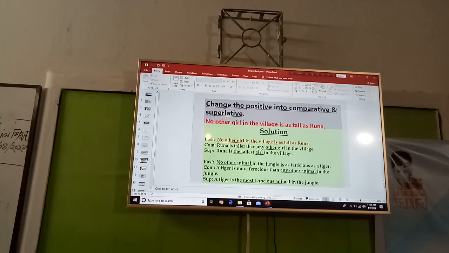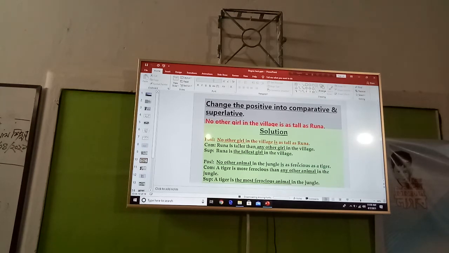The superlative one: Runa is the tallest girl in the village. That means the last subject, Runa, is used here as the subject. Runa is the tallest. That means tall, taller, tallest. Tallest is the superlative form of tall, and the is always used before the superlative form in any kind of superlative sentences. Okay, Runa is the tallest girl in the village.